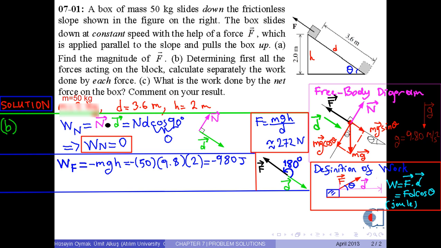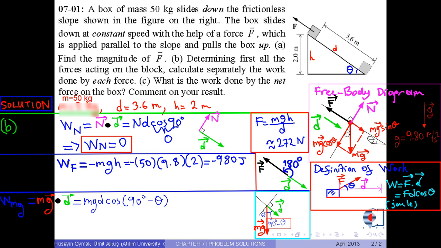Finally, the work done by the gravitational force is m times g dot d. It is easy to show that from this configuration, the angle between the gravitational force and the displacement vector is 90 degrees minus theta. So this formula turns out to be m times g times d times cosine of 90 degrees minus theta. Also, remembering that cosine of 90 degrees minus theta is sine theta, we get the formula as m times g times d times sine theta.